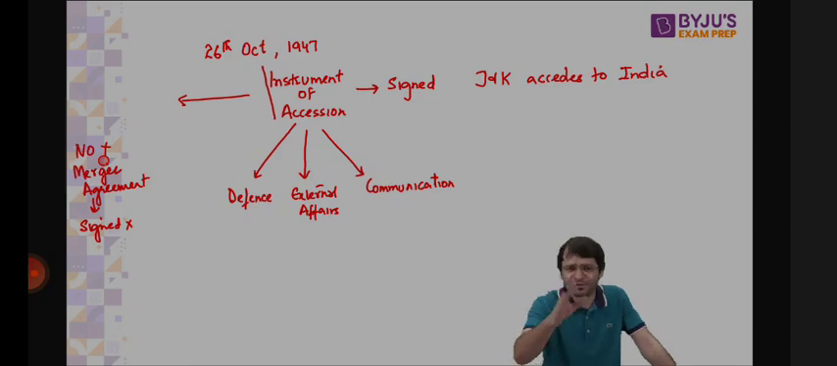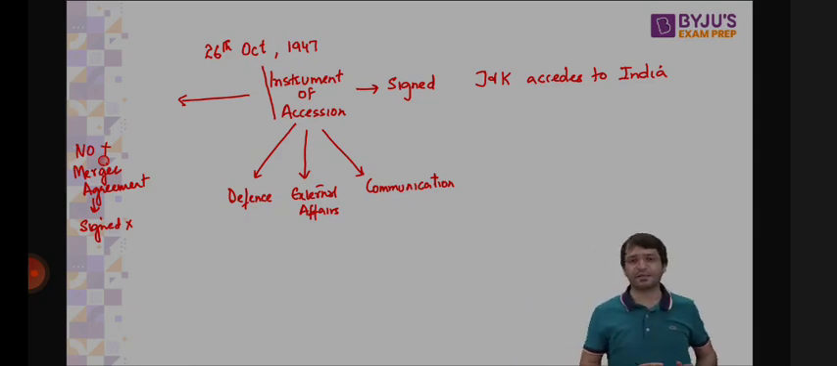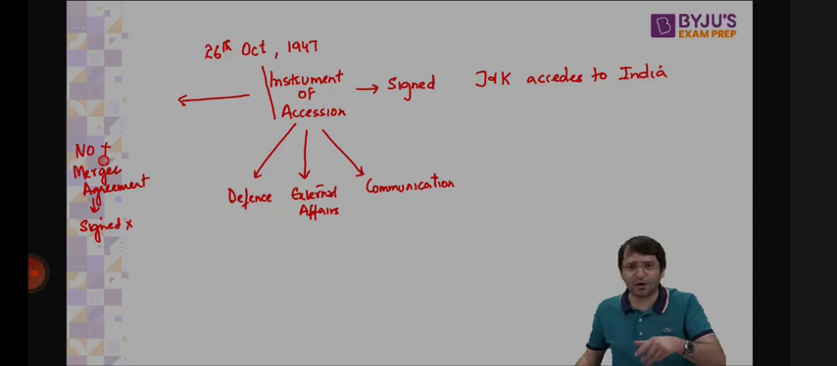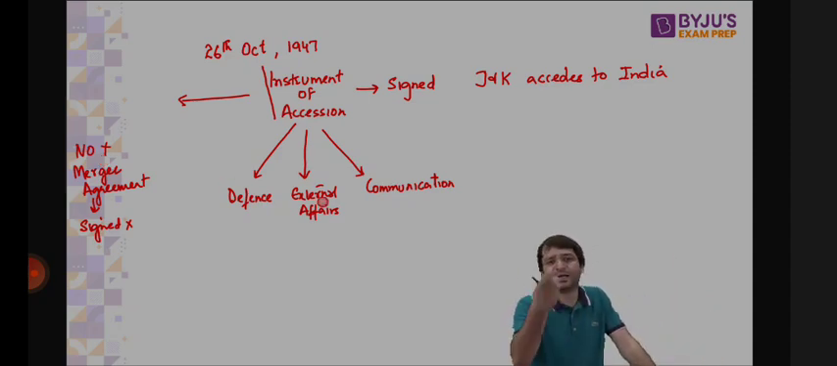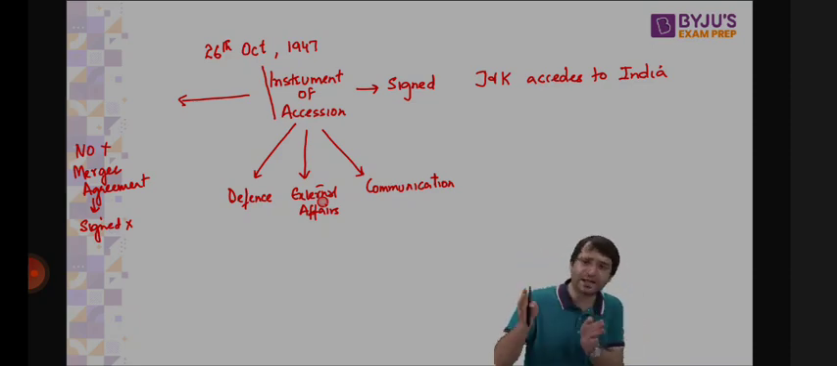And in this Instrument of Accession, Maharaja Hari Singh said, I will give three powers to the central government. You make a law, or you take care of my defenses. You take care of external affairs. What should be the foreign policy vis-a-vis Jammu and Kashmir? And you take care of the communication, which is roads, highways, posts, telegraph. That should be in your domain. All other areas will be under me. All other subjects will be under me. That was the Instrument of Accession.